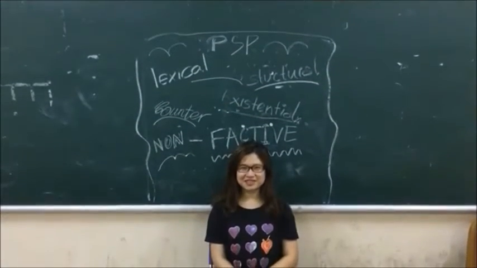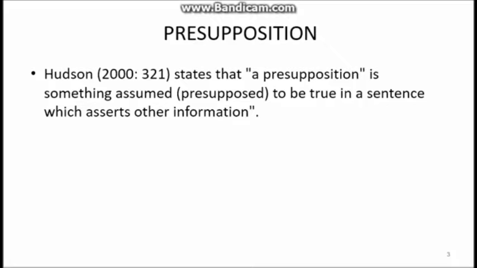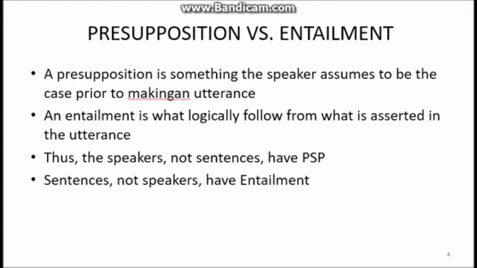Okay, so let's come to presupposition. Hudson states that a presupposition is something assumed to be true in a sentence which asserts other information. So before going into presupposition, I would like to clarify some information about presupposition and entailment. A presupposition is something the speaker assumes to be the case before making an utterance. An entailment is what logically follows from what is asserted in an utterance. So speakers, not sentences, have presupposition, and sentences, not speakers, have entailment.